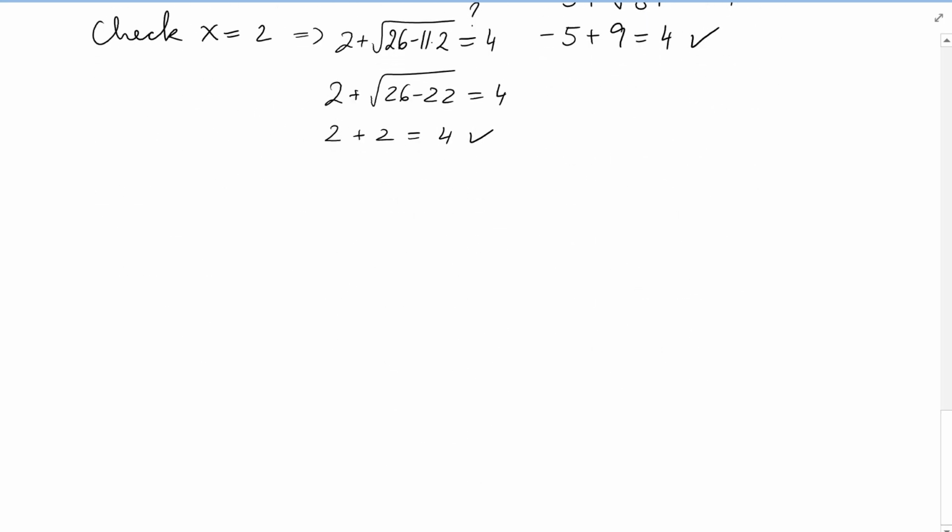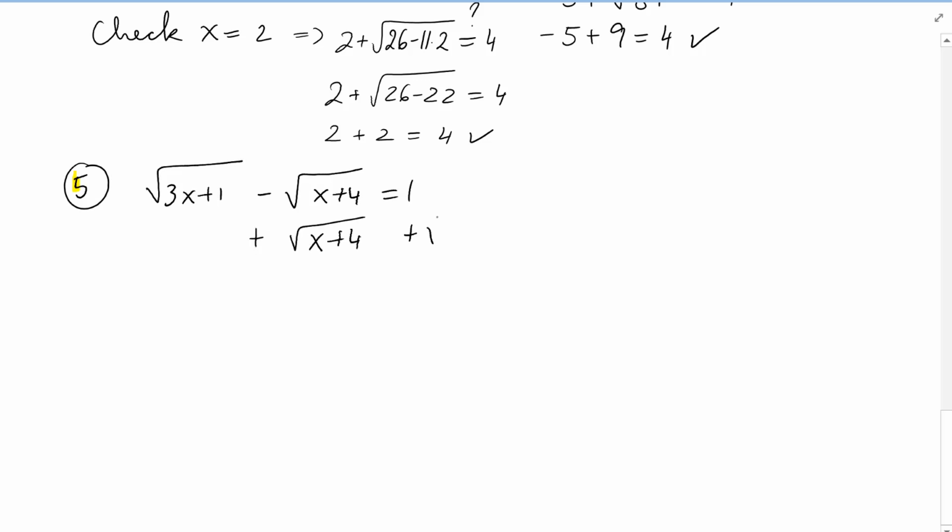Okay, and we have two more problems. So problem 5, the fifth equation: square root of 3x plus 1 minus square root of x plus 4 equals 1. Now, interesting, this is even different than all the other ones because in this case we have two radicals. Well, I'm just going to keep only one radical on one side. So I'm going to add square root of x plus 4 on the other side. So square root of 3x plus 1 equals 1 plus square root of x plus 4.